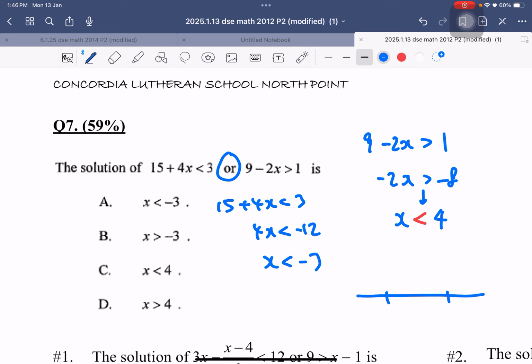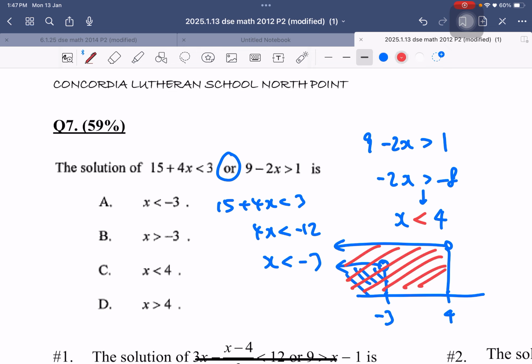Then you draw the diagram. How many points do we have? 2 points. Which one is negative 3? Which one is 4? This is negative 3. This is 4. Then we draw the arrows. Smaller than negative 3. And then smaller than 4. Or means what? Or means all. Okay, all shaded area, isn't it? All shaded area, so it's going to be C.